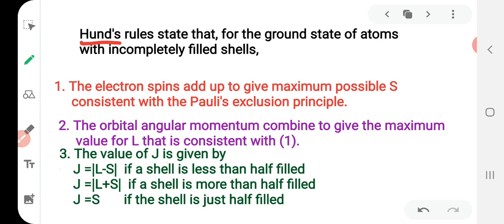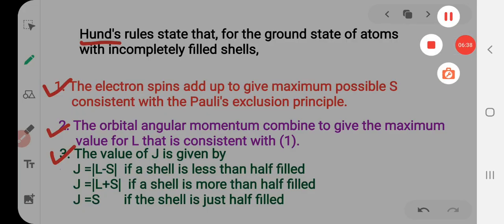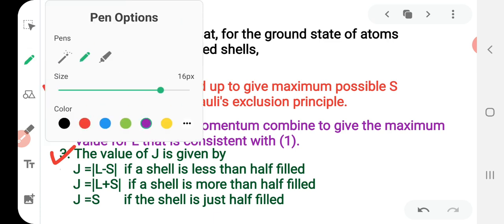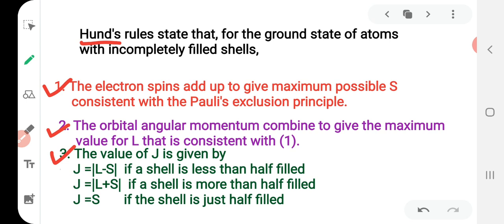That is, we have to satisfy the first rule first. After satisfying this first rule, we have to apply the second rule, and then after satisfying both this first and second rule, we have to apply the third rule. So look, what is the first rule? First rule is the electrons should be arranged in such a way that the electron spins add up to give maximum possible S. That is, spin of the electron should be maximized first.